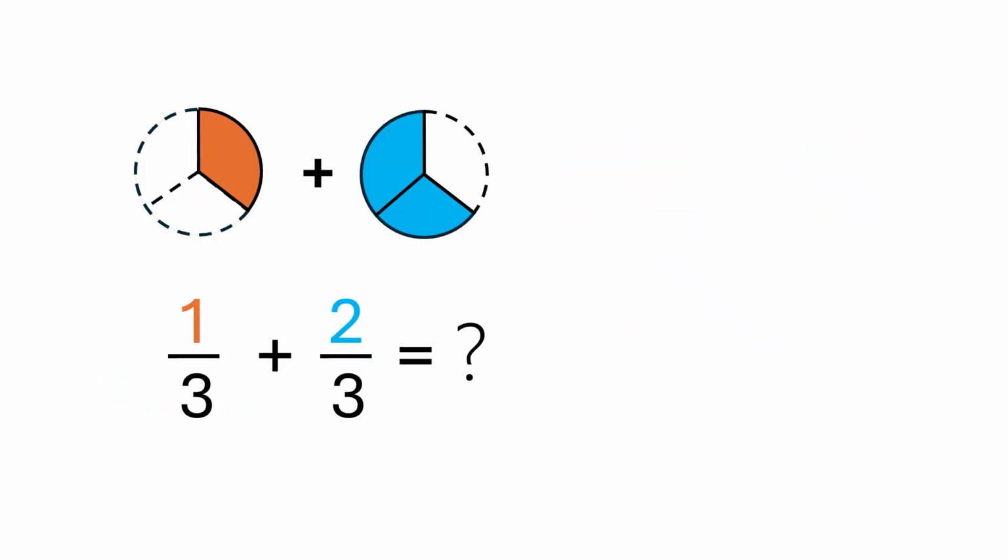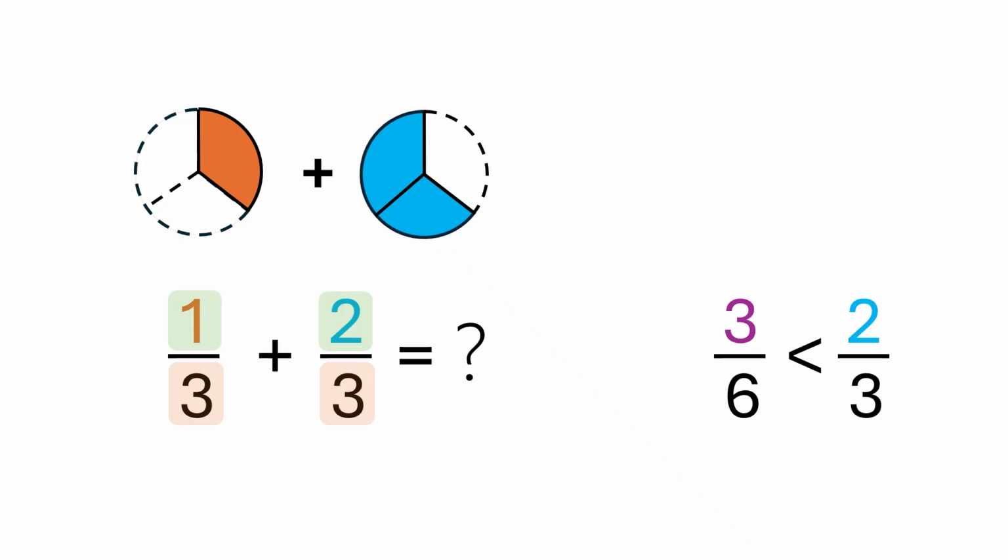But since fractions are made up of two numbers, a numerator and a denominator, we try it like whole numbers. Add the numerators and denominators separately. 3 plus 3 equals 6, 1 plus 2 equals 3. So we get 3/6. But wait, 3/6 is even smaller than 2/3. Clearly 3/6 is wrong, so this method doesn't work.